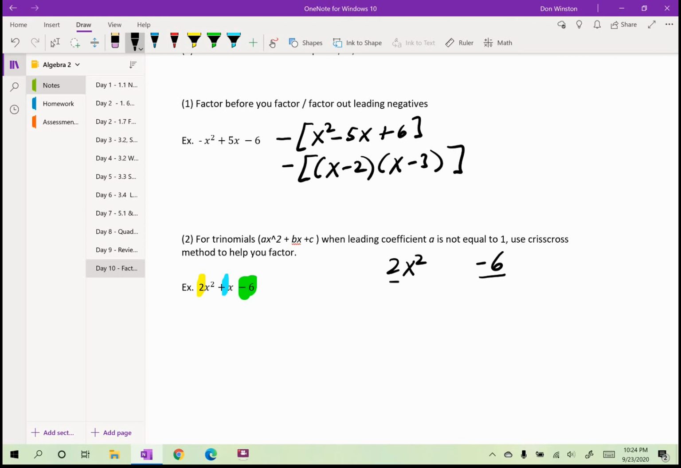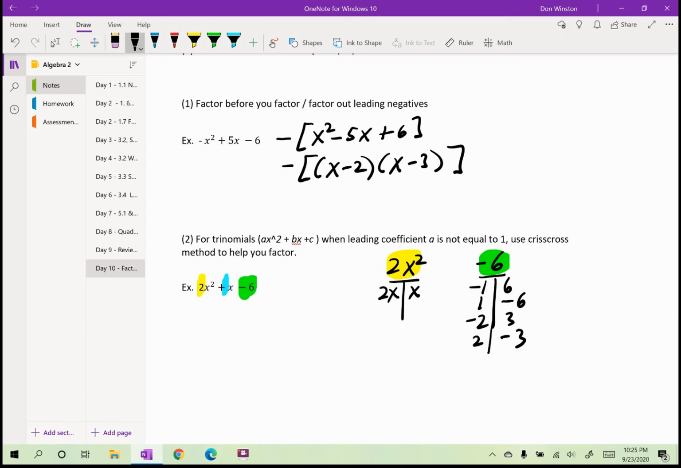So let's do that. So I have 2x squared. And factors of 2x squared, well, it's only 2x and x. 2x and x multiplied together will give you 2x squared. And then factors of negative 6. Well, let's list the factors of negative 6. So I have negative 1 and 6, or I have 1 and negative 6, and then I have negative 2 and 3, or I have 2 and negative 3.